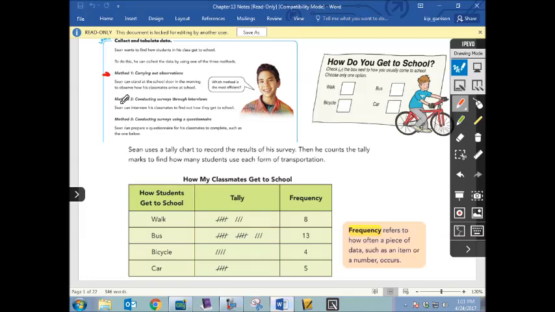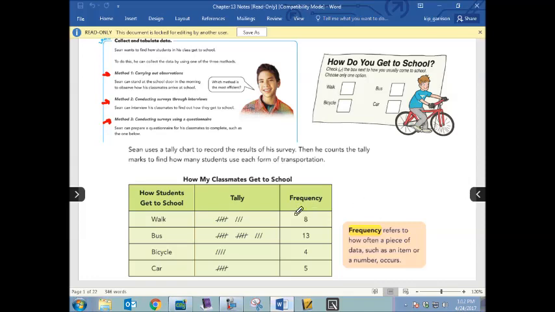So that's one method of collecting this data. So right there, method 1. Method 2, conducting a survey. Sean can interview his classmates to find out how they get to school. So he asks his classmates, how do you get to school? They say walk, my parents, bike, bus, whatever. Method 3, so this is method 3 right here, conducting surveys using a questionnaire. So maybe that's a Google Doc or something like that that he's created, and then people can quickly do from their devices and just answer a quick survey of how they get to school. So basically what he's done here is he's created this little chart here. And like I said, it's called a tally chart, really. We can call it a tally chart.